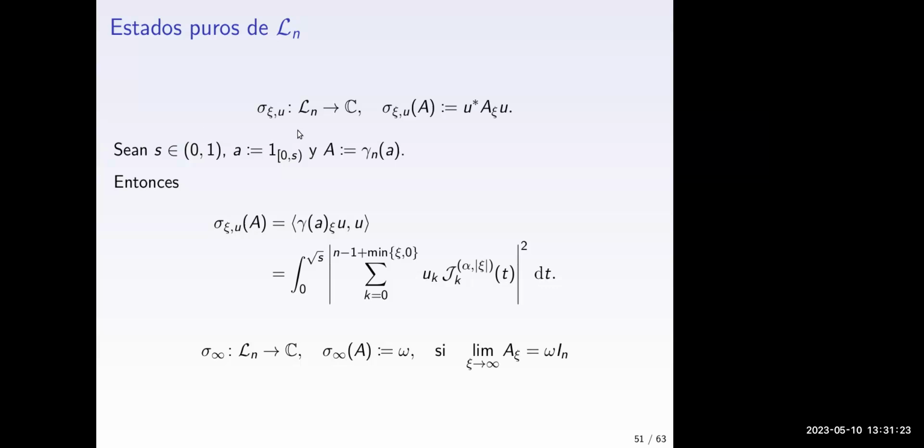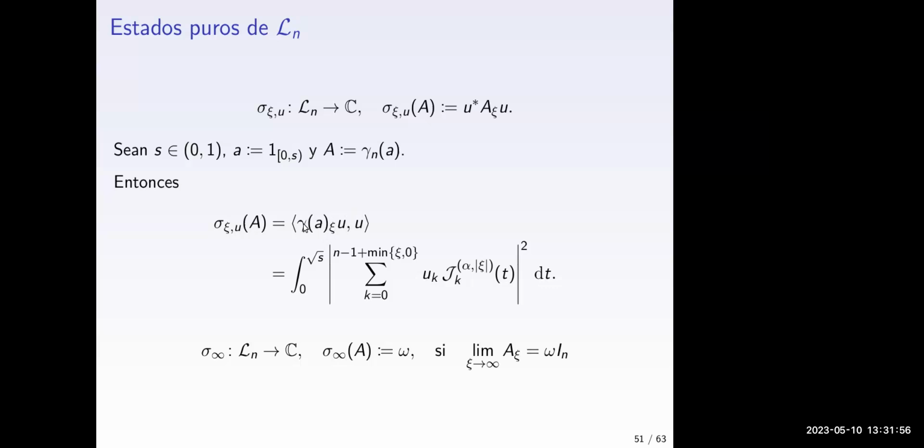And the pure states here in our case are just this matrix. I think it is a general result that the pure states are given by this formula in the algebra of square matrices.